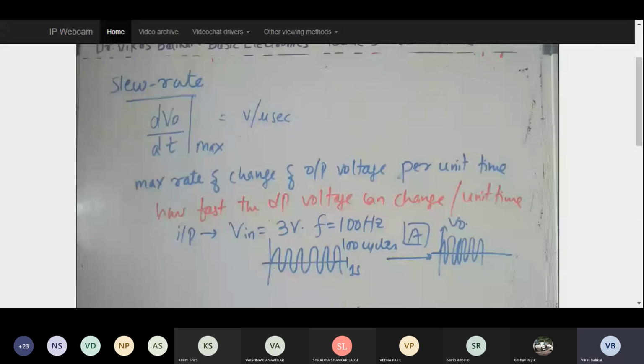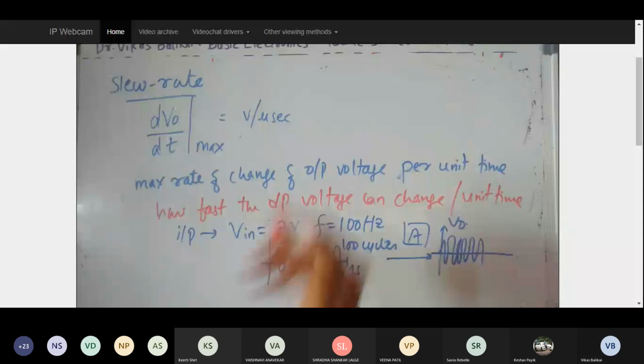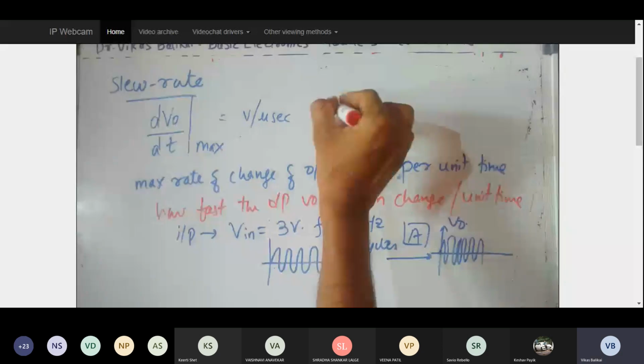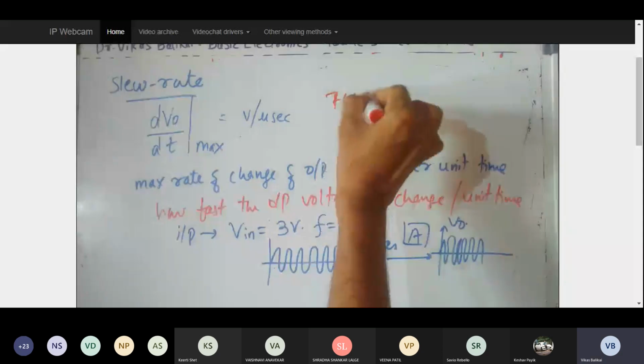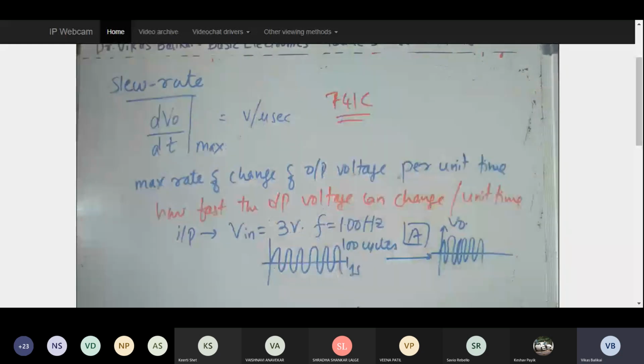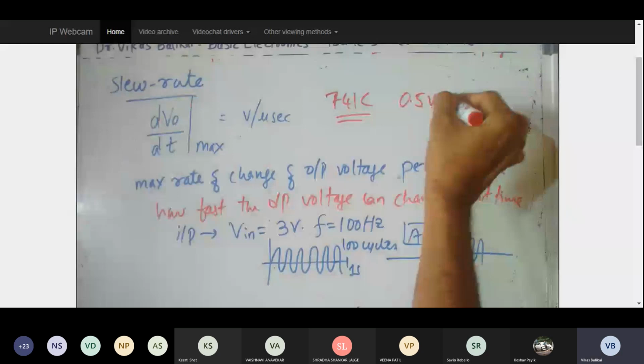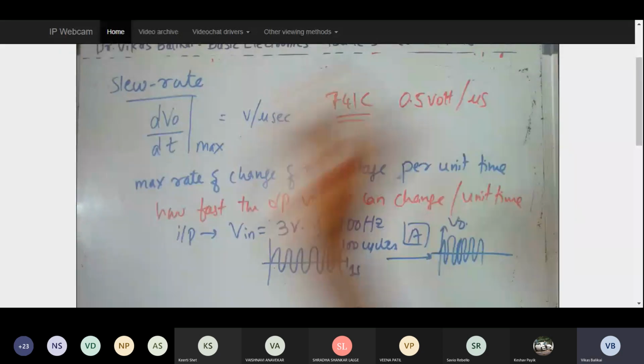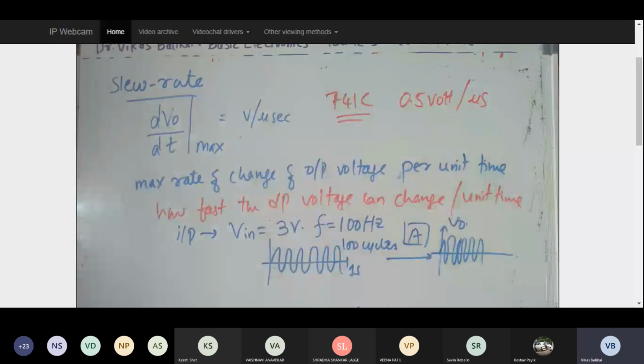So for example, if I consider this 741 IC which I was discussing, for this particular 741C IC the slew rate is given as 0.5 volts per microsecond. That means 0.5 volts per microsecond is the maximum voltage change per unit time that can happen in the op amp, which is for this 741 IC. So every microsecond there is a change of 0.5 volts.